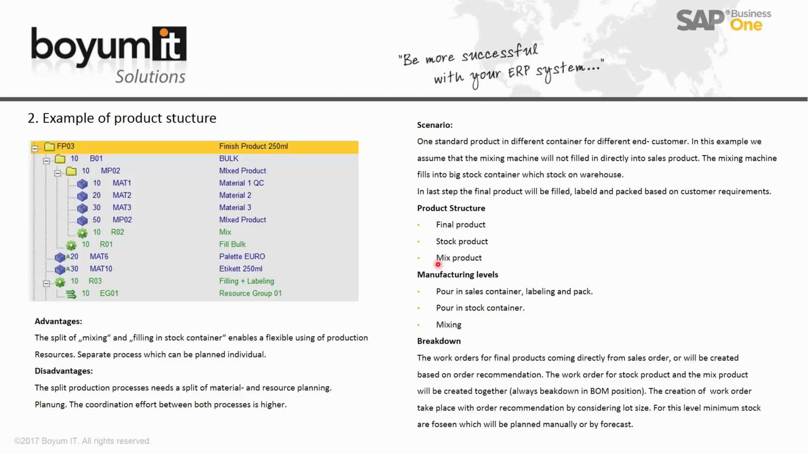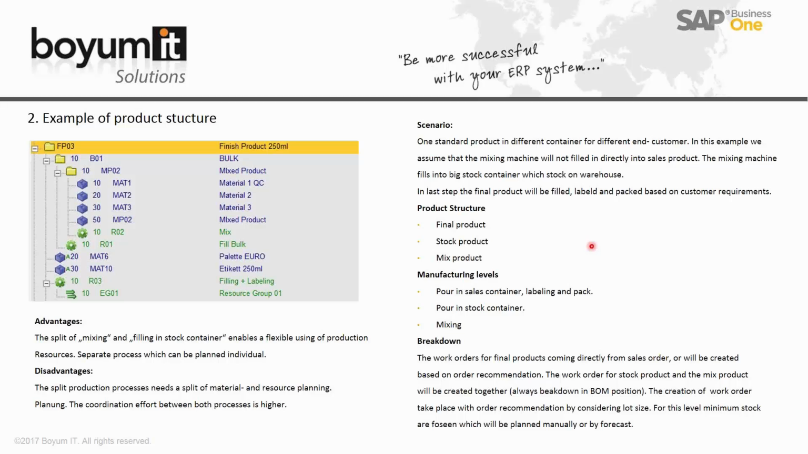This is simply a different scenario or a variant of scenario one. You see here some advantages. In this case, you can split the mixing and the filling. In example one, we have this together. It's more flexible to use the production resource. The disadvantage, as described here, is that the splitting of the production process maybe needs a special resource. You have to check if this is possible at the customer side.